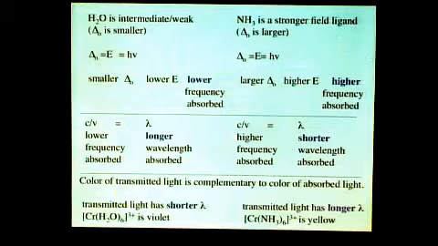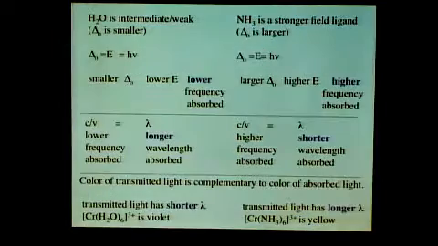So here, if the transmitted light is shorter, because we have this weaker splitting, then we are expecting to have this shorter wavelength of transmitted light. And experimentally, if you make this compound, you'll see it's violet. In this other case, we have a stronger field ligand. And so you have a larger energy, higher frequency absorbed, shorter wavelength absorbed. Then you're going to have a longer wavelength from your transmitted light. And this compound, if you make it, is actually yellow.